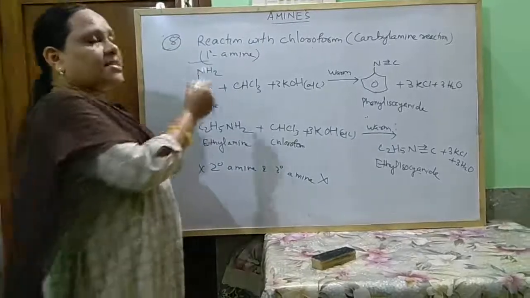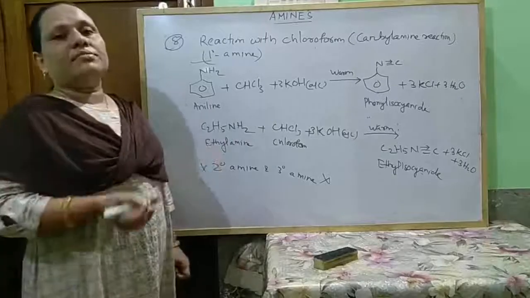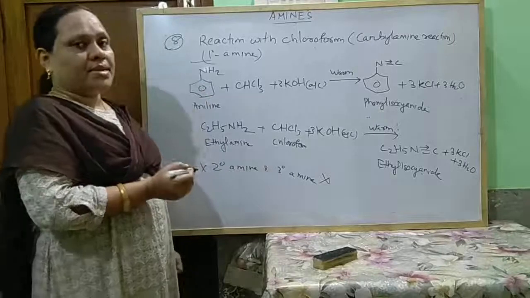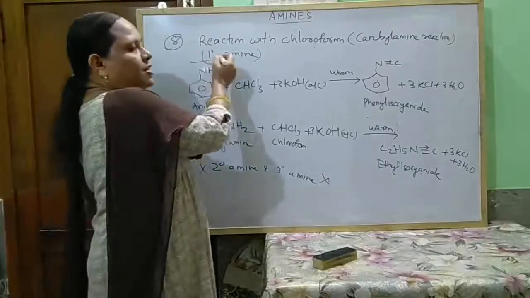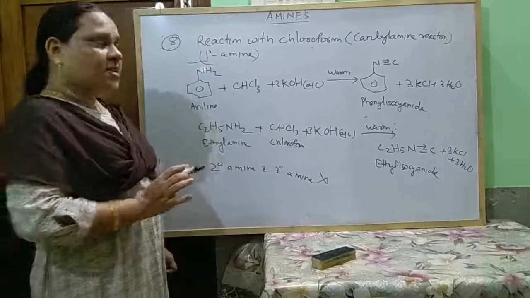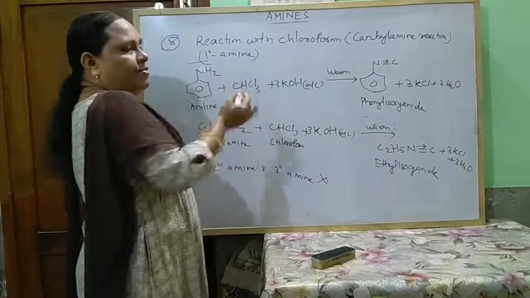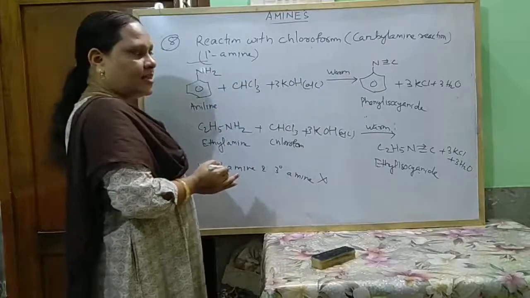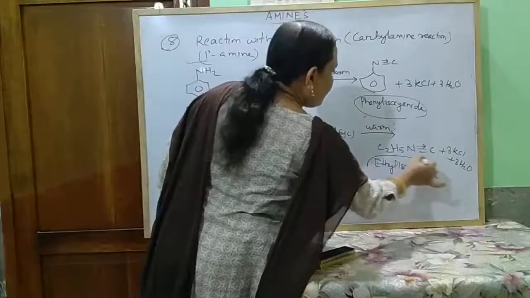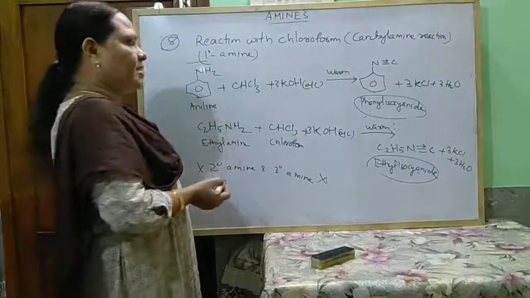That's why this test is used to distinguish primary amine from secondary and tertiary amine. This is the test only for primary amine. Secondary and tertiary amine do not respond to this test. So this is used to identify primary amine from other amines, that is secondary and tertiary amine. And this alkyl isocyanide has a very foul smell which can be identified easily.